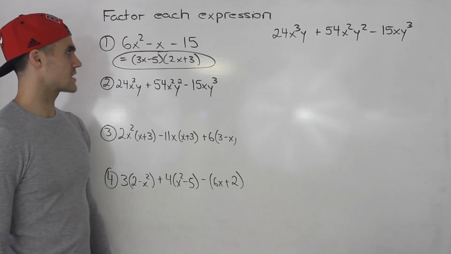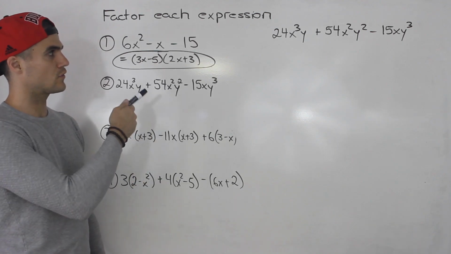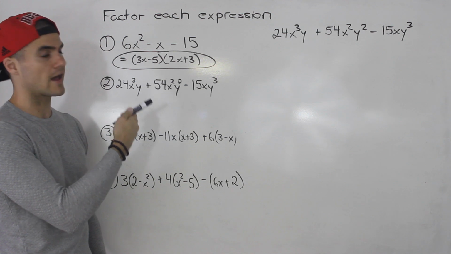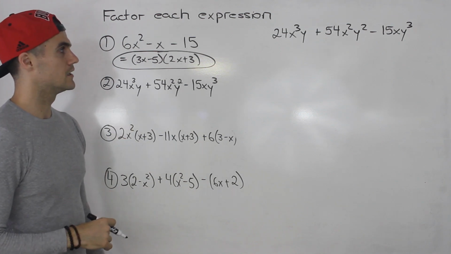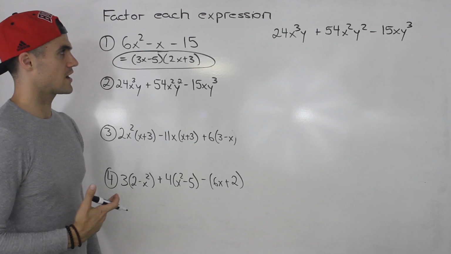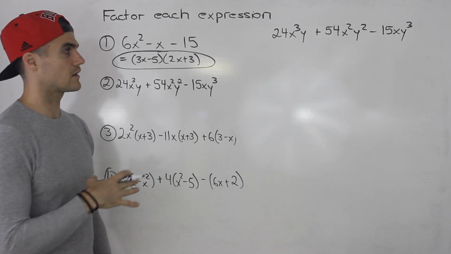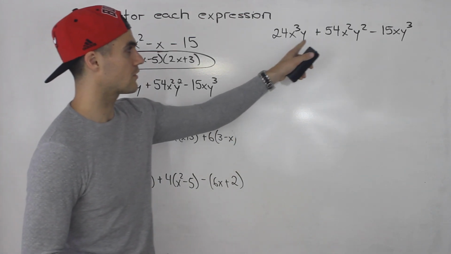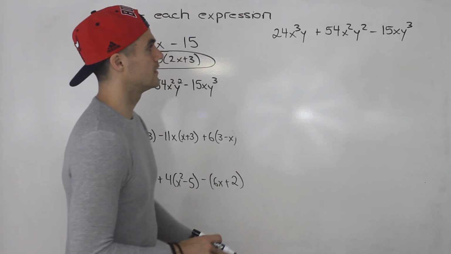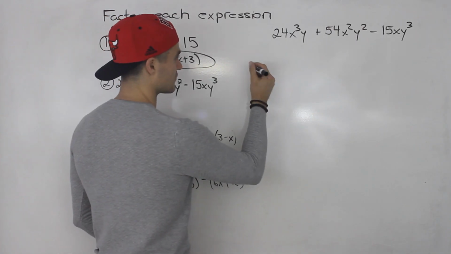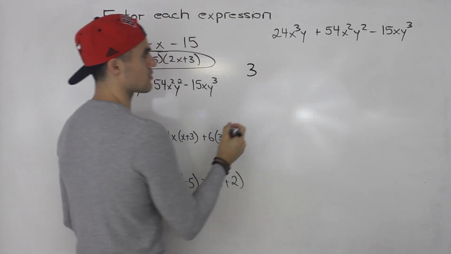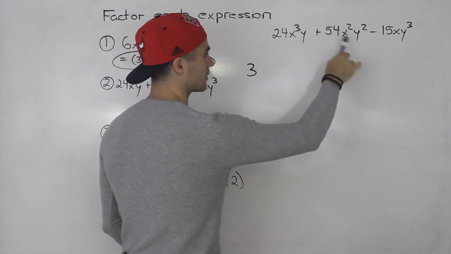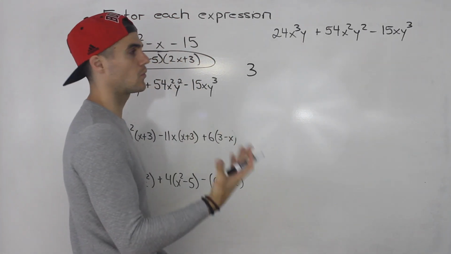Moving on to the second question, we have to factor 24x cubed y plus 54x squared y squared minus 15x y cubed. So first thing you check is, can you factor anything out of all of the terms? So starting with the numbers 24, 54, and 15, notice out of all of those, the greatest common factor we could take out is 3. And then notice that all of these expressions contain the variables x and y.